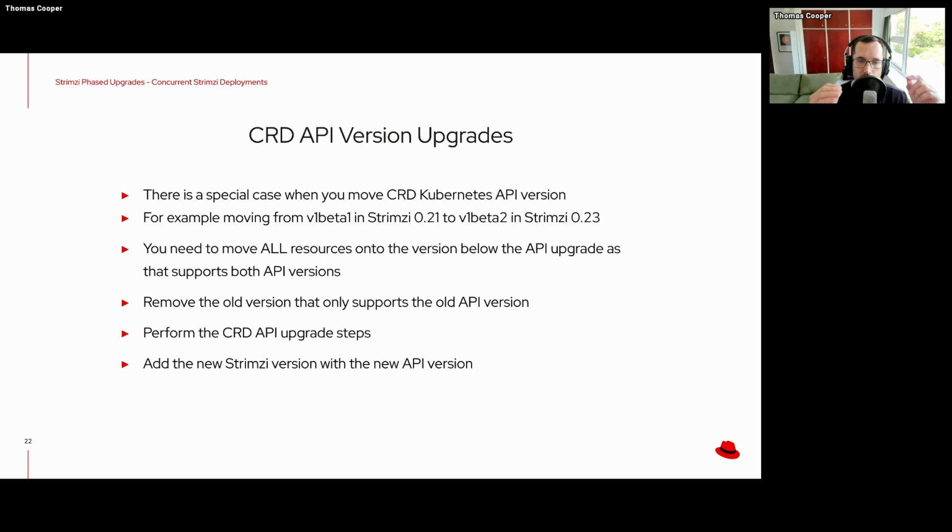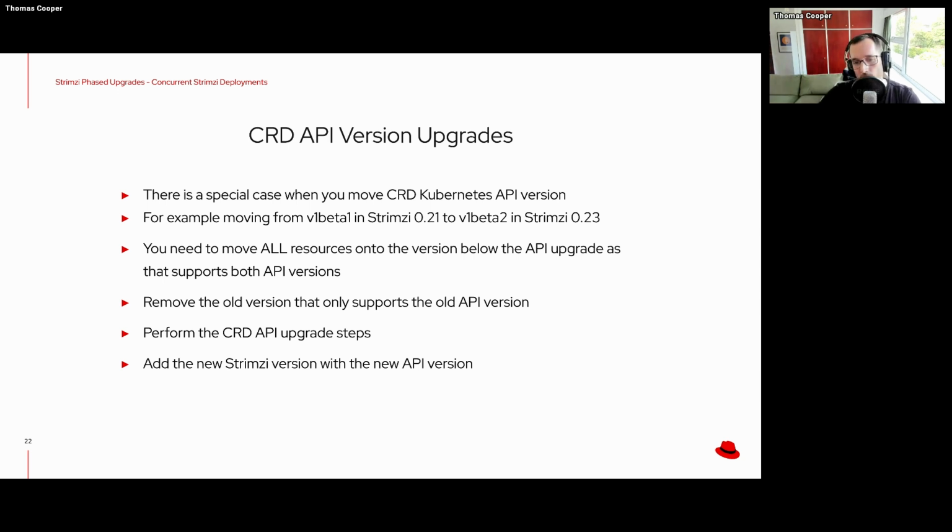So there is one final case I need to talk about, which is the CRD API version. This is the actual version of the CRD resources themselves that needs to be updated. The most recent example of this is Strimzi 0.22, which went from v1beta1 to v1beta2. The special case here is that you need to make sure all of your resources are upgraded to the transition version. So in this case, you need to upgrade everything to 0.22. You then need to remove 0.21, which was the one that supported only the old version. You've got rid of that now, that's not there. And no CR that's running on 0.21 has v1beta1.